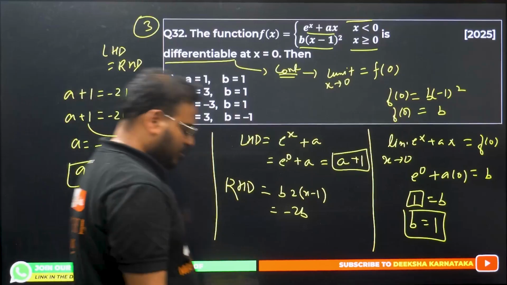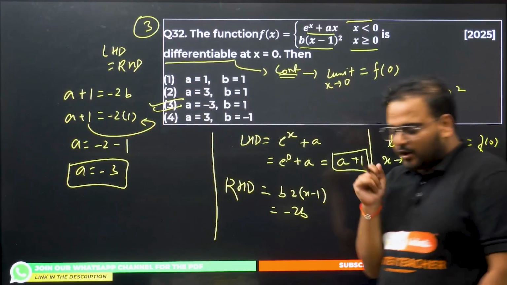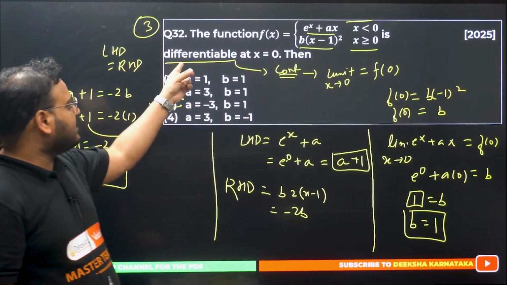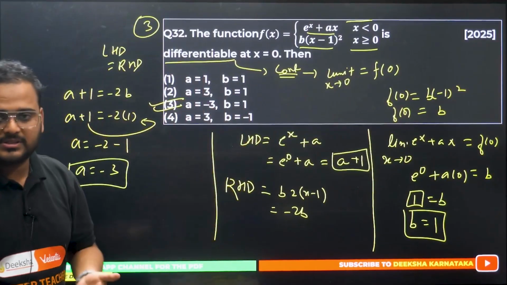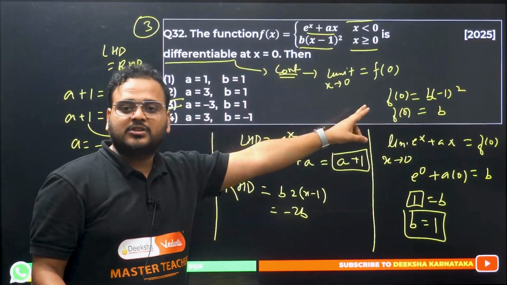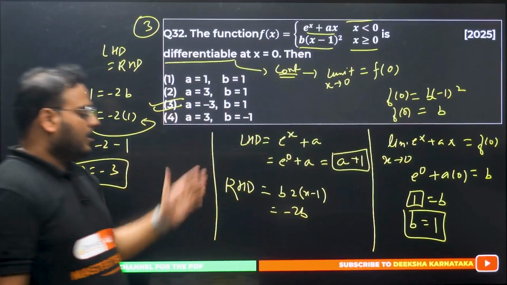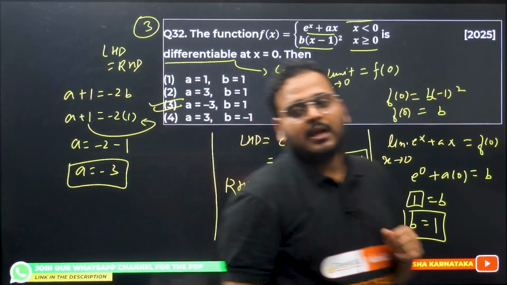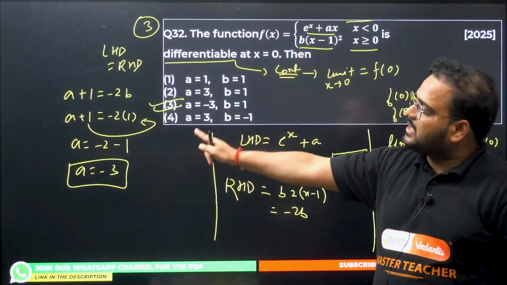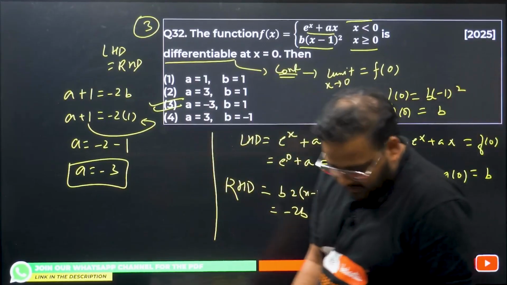Option number 3 is the correct choice. Have a look, not at all difficult. Just understand that for two variables, we need two equations. They have given differentiable, which means it will automatically be continuous, the property of differentiability. One definition of continuity you use, limit equals function value, gives the result b equal to 1. Then you use the definition of differentiability: LHD and RHD are equal, you get one equation from there. Put back the value of b as 1, the answer for a is minus 3. Option number 3 is correct.